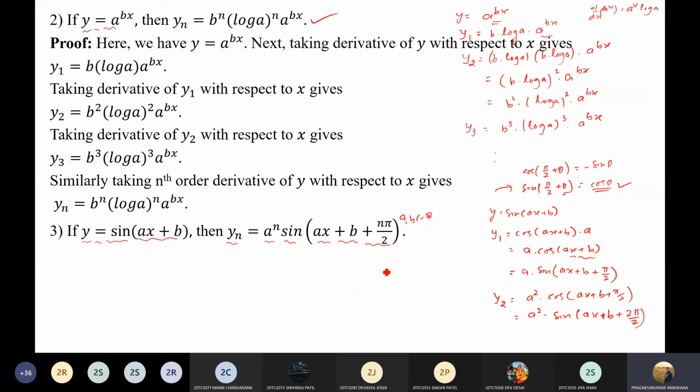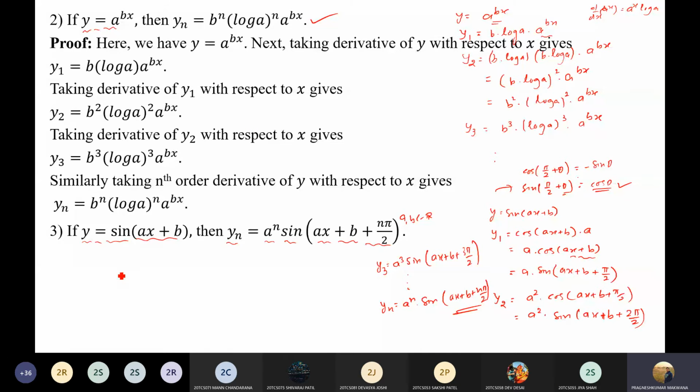So similarly, what about y3? It is a cube sine(ax plus b plus 3 pi/2). And by the same procedure, we find the nth derivative of this function: a raised to n sine(ax plus b plus n pi/2). Is it clear? Yes, sir. Very good.